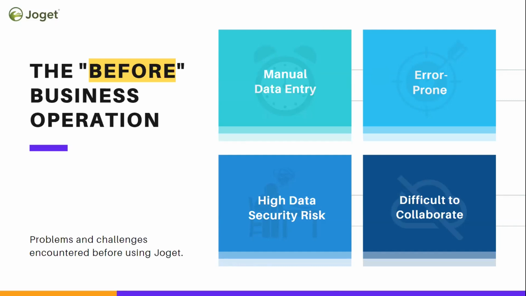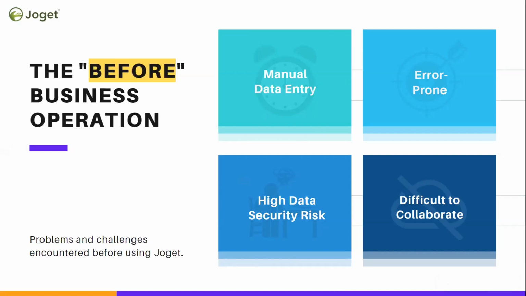So you have paper passing around, right? That means there's a high data security risk, because paper may go missing. It may be passed around and it'll be very difficult to keep track of its whereabouts. Yeah, you got it right, Hugo.